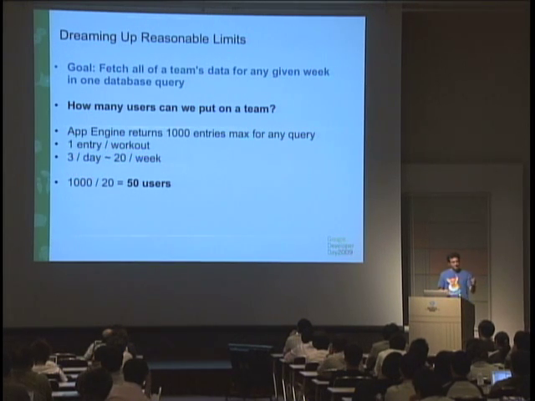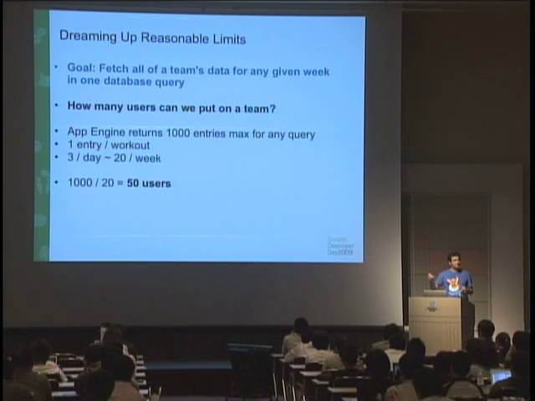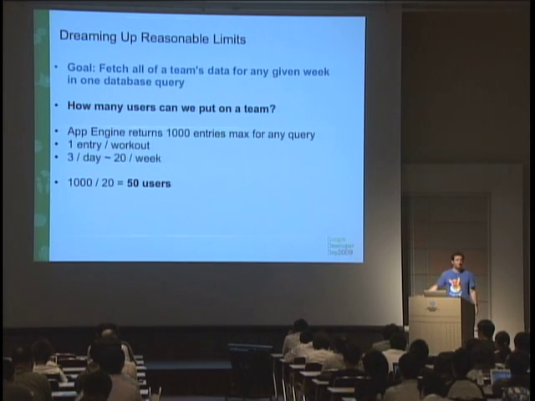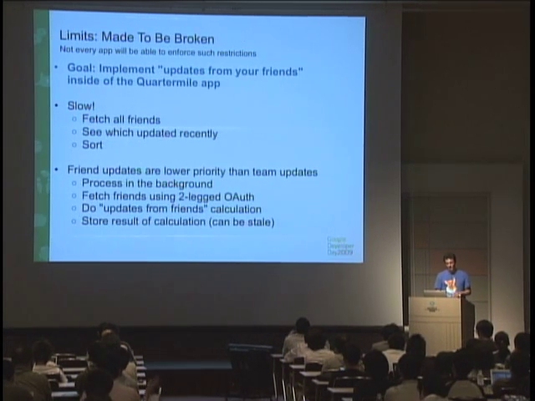So in App Engine, the technology used for his backend, there's a limit of 1,000 entries per query. And there's approximately 1 entry per workout, 3 per day for 20 weeks. So that ends up being a limit of 50 users per team. Doing that work up front, just enforcing the limit and saying to users, OK, you cannot have more than 50 people in your team, is much better than having your app crash and burn and having a bad user experience and enforcing the limits afterwards. So think about that aspect initially.